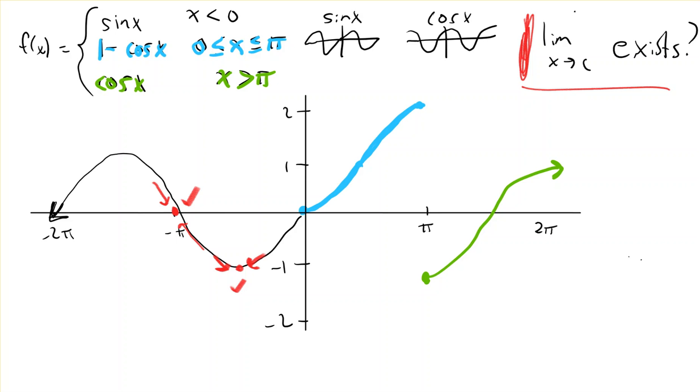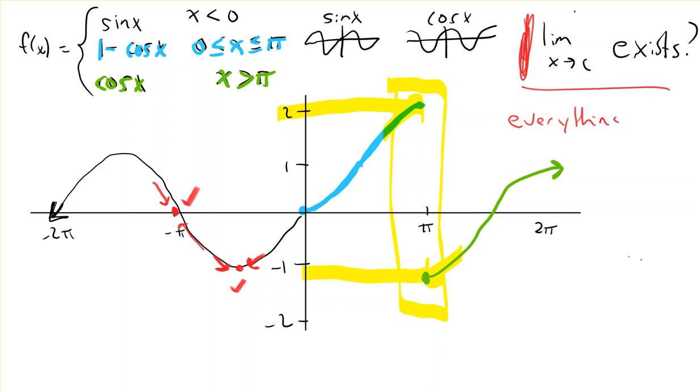I only see one place where the limit from the left and the right is not the same. And that would be right here at pi. The limit as x approaches pi from the left looks to be 2. And the limit as x approaches pi from the right appears to be -1. So those aren't the same. So almost all c work. I want to say everything except when c equals pi.